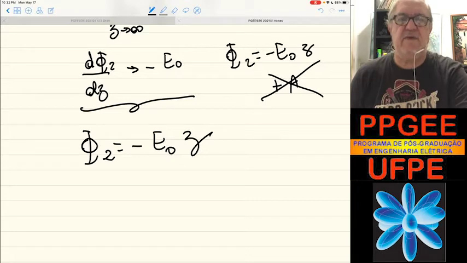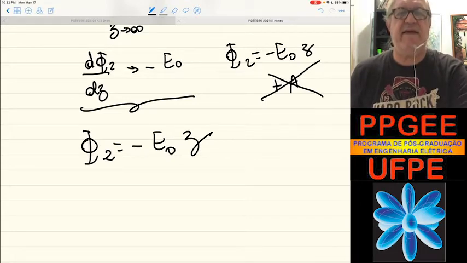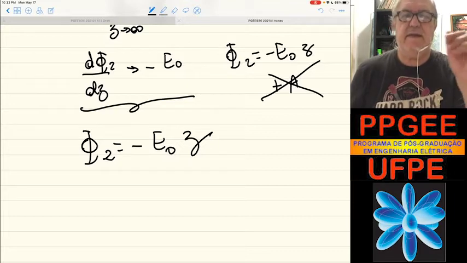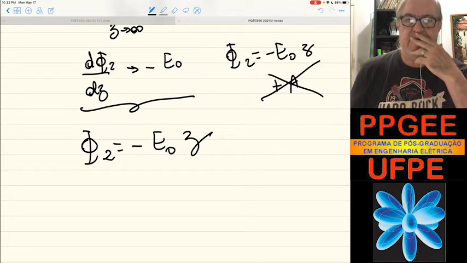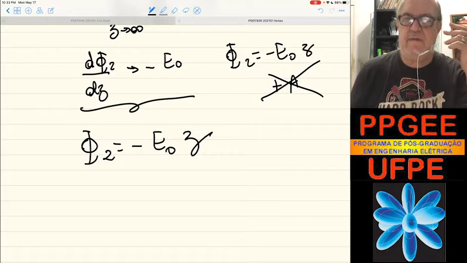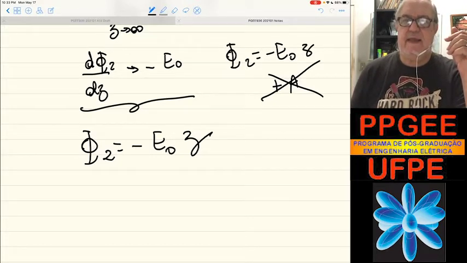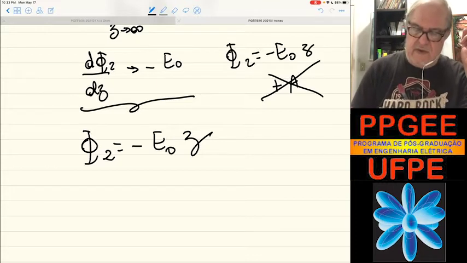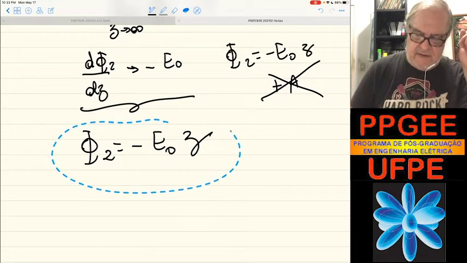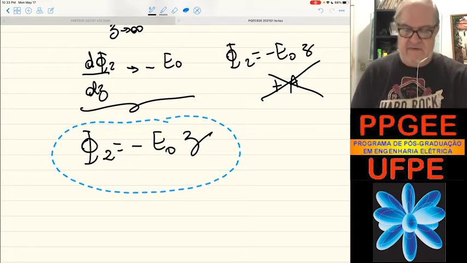Sorry, I'm not looking at my notes here. Let me find it. Right there. So the potential at infinity has this behavior, so I can use this behavior here.